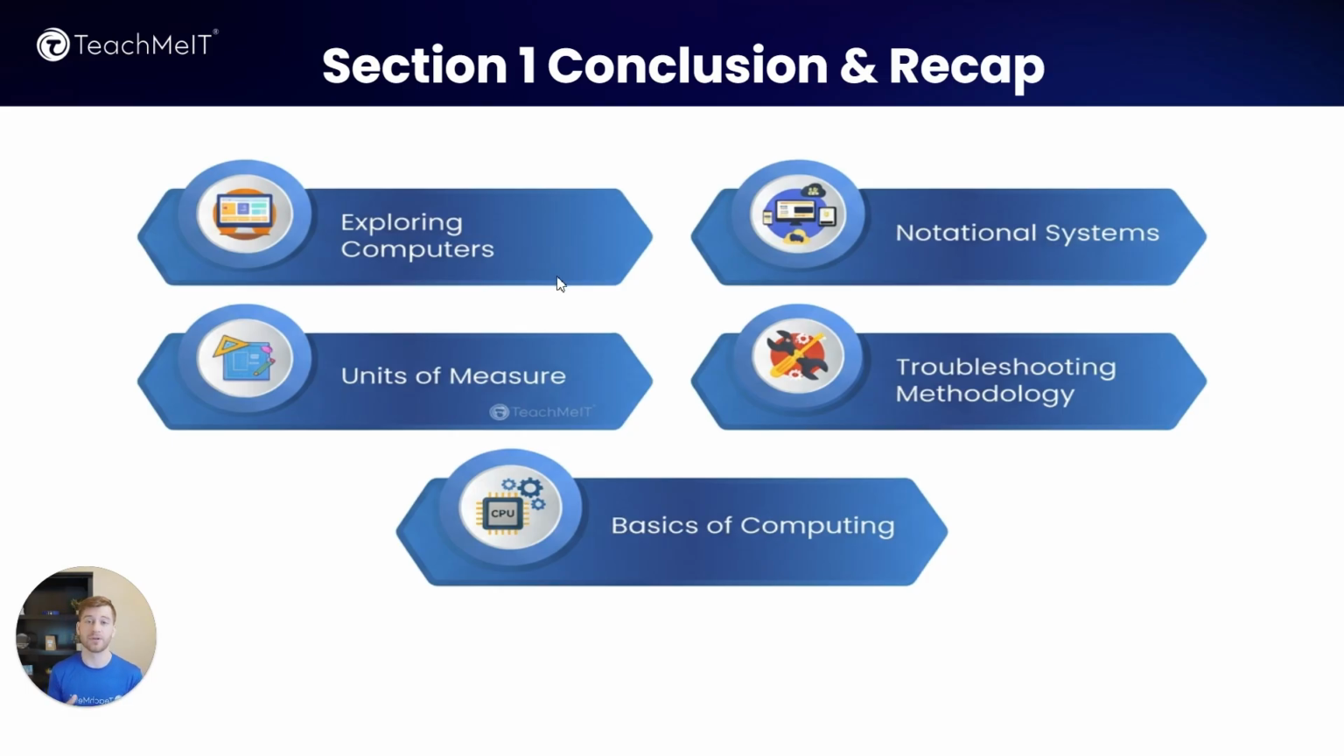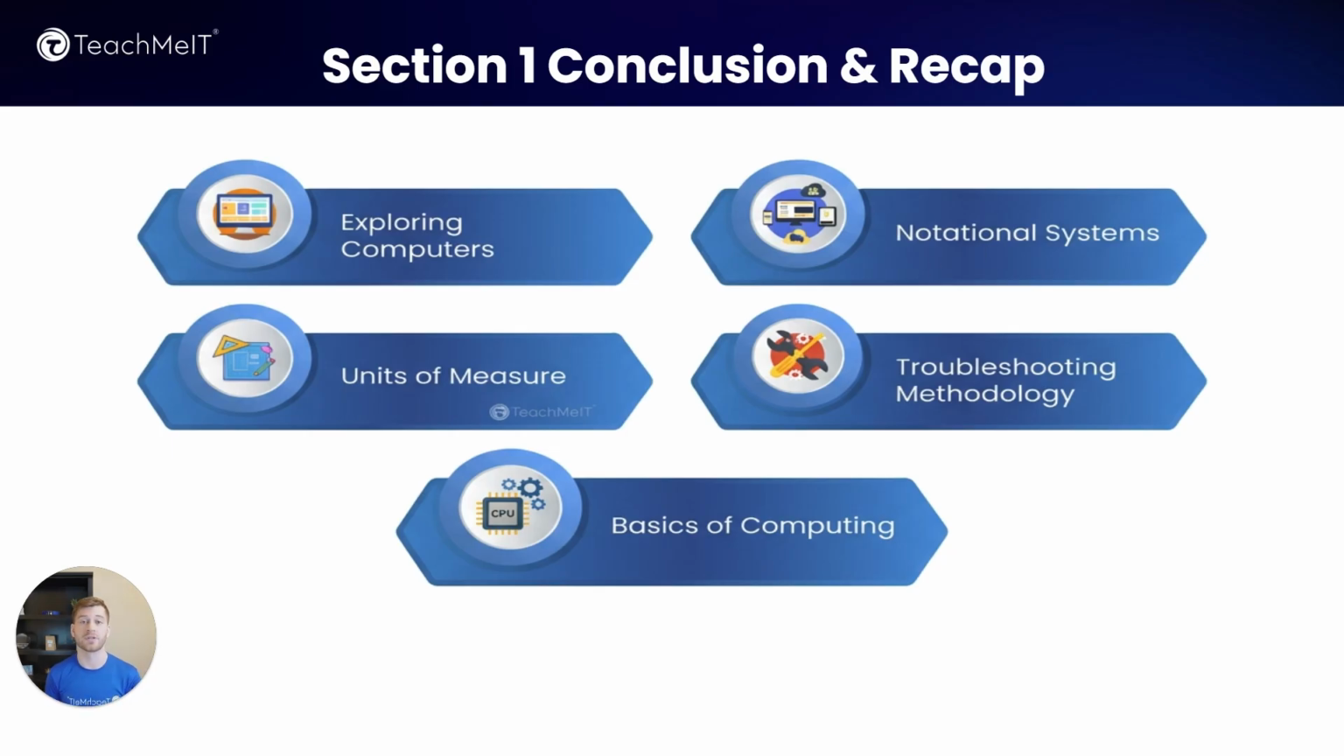We talked about the different types of devices, from specialized devices to non-specialized devices. Then we went into notational systems. We talked about how data is actually utilized by computers in the form of zeros and ones. We also talked about hexadecimal or hex. We talked about ASCII as well as Unicode, and we talked about everything as it relates to notational system.